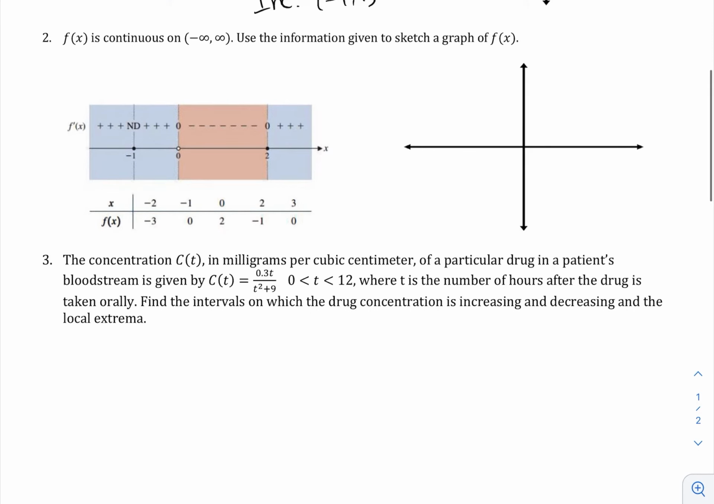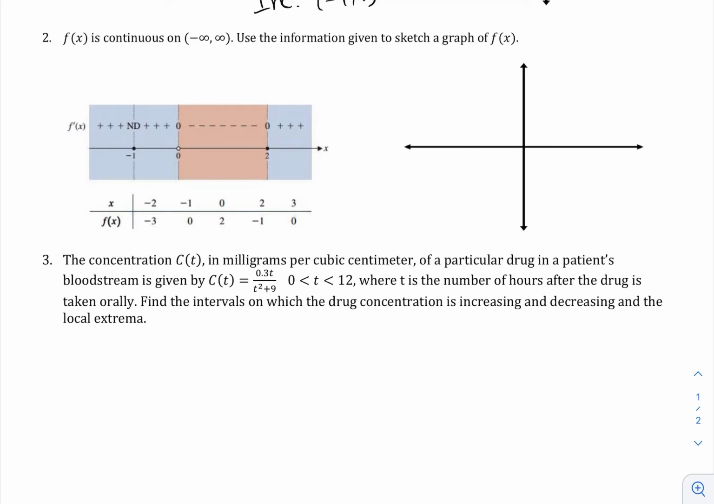Let's do another one. f of x is continuous on all real numbers. That's important. That means the graph is a continuous curve. Use the information given to sketch the graph of f of x. So this is actually really great. What they do is they actually give you the sign chart for you. So you don't have to do any of the sign chart. It's given to you. You just have to be able to read the sign chart.